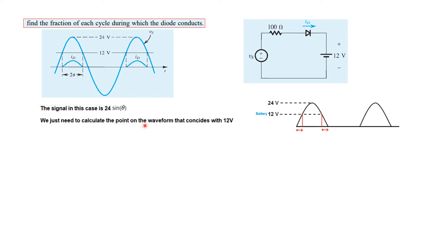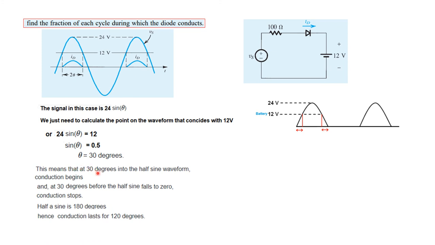We just need to calculate the point on the waveform that coincides with 12 volt. So when this wave signal is greater than or equal to 12 volt, then conduction will start. So we have to first of all find this point. So we can say that 24 sine theta is equal to 12 volt. And from here we can say sine theta is 0.5, and if you take the inverse of sine, then theta is equal to 30 degree. I hope you know you can use your calculator to find that. So from 0 to this point is 30 degree. So after 30 degree, it will start conducting. And the moment it reaches this point, then it will stop conducting. And further also, this angle is 30 degree.